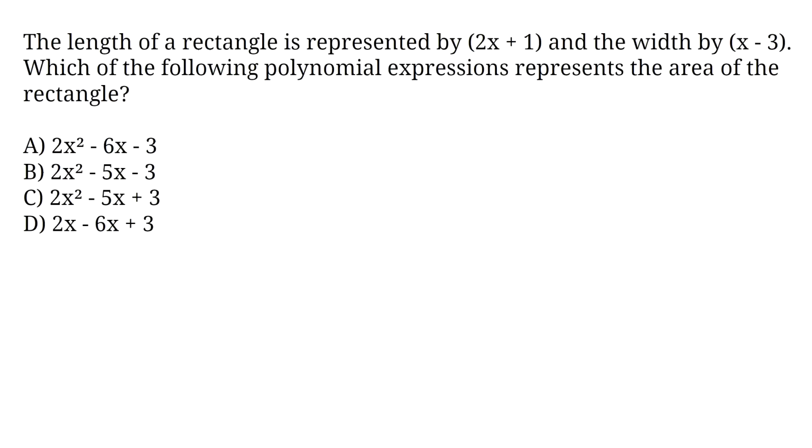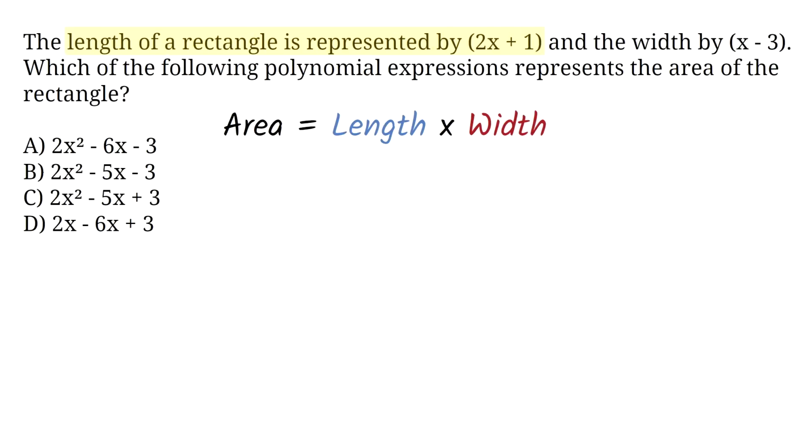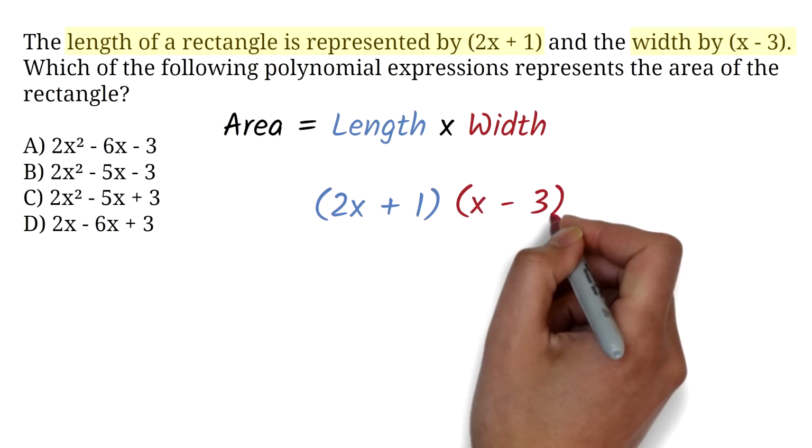To solve this question, you have to be familiar with finding the area of a rectangle, and you must also know how to multiply and simplify polynomials. The formula for finding the area of a rectangle will be given to you on the GED formula sheet. It is length times width. In this question, we are told that the length is 2x plus 1. We can put it in place of the length here. We are also told the width is x minus 3. We replace the width with x minus 3.